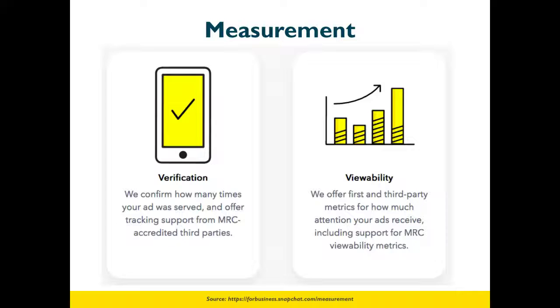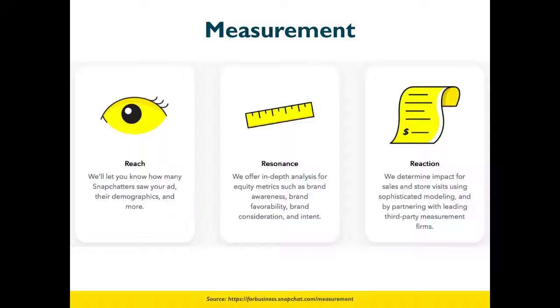So Snapchat can tell you how many times your ad was served and offer tracking support from MRC accredited third parties as well. So it can verify the amount of time your ad was served. It can also give you first and third party metrics for how much attention your ads received. So how many times they were actually viewed.